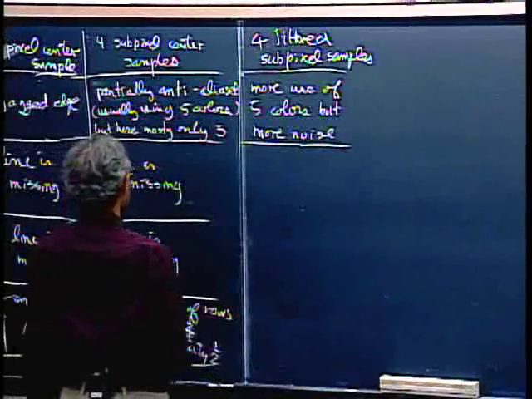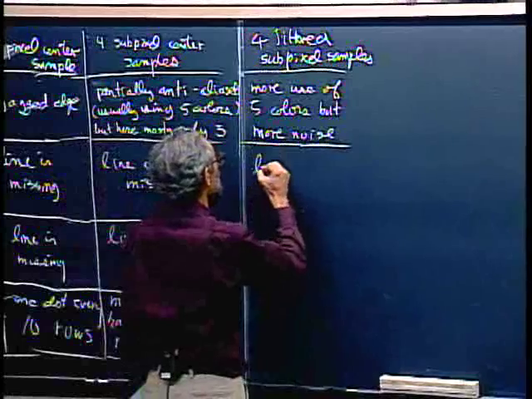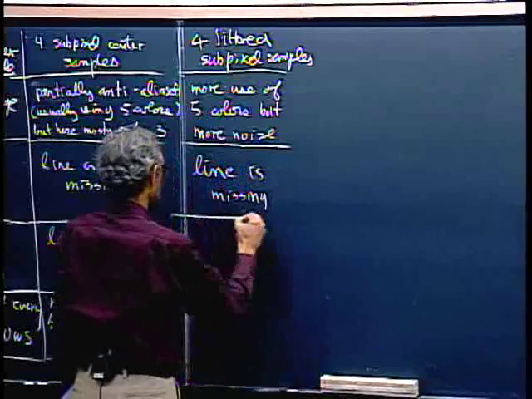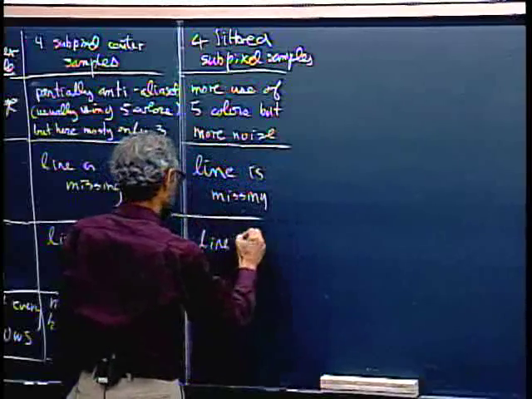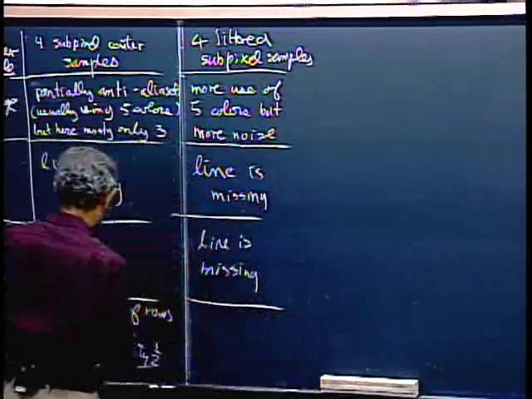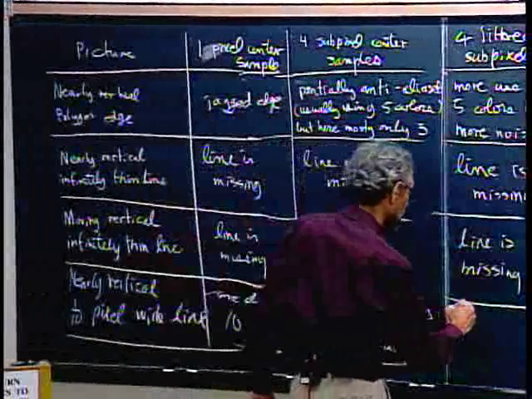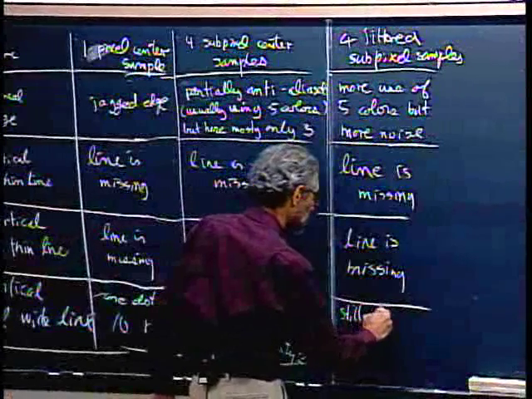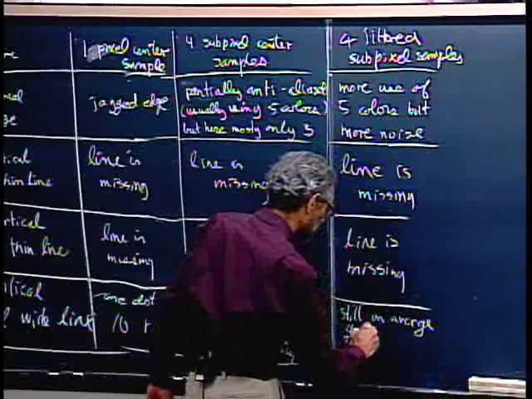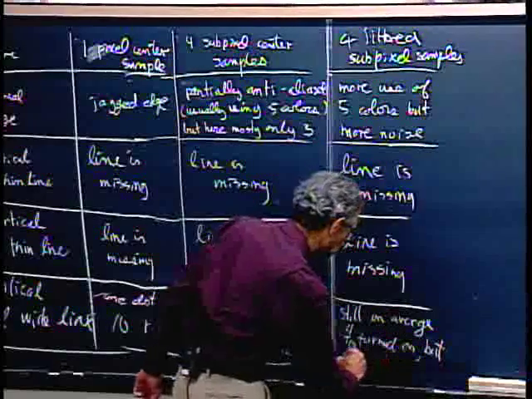Let's see. The line, they're only point samples, right? So it's still probability 0 of hitting sort of a delta function line. So line is missing. Here, line is missing for the same reason. This is eventually going to improve. And let me see, what will happen here? Still, on average, 4/10 turned on, but more noisy.